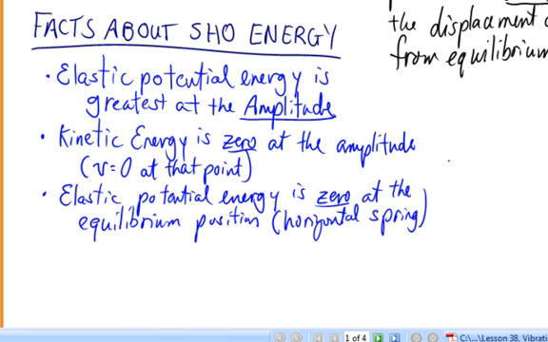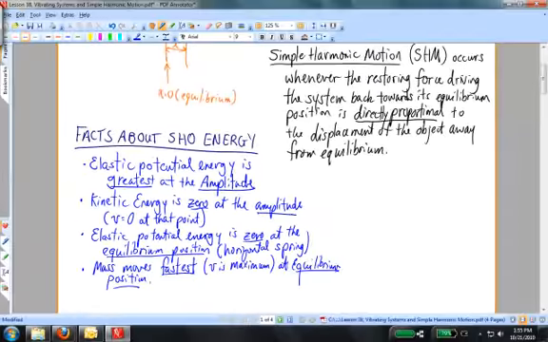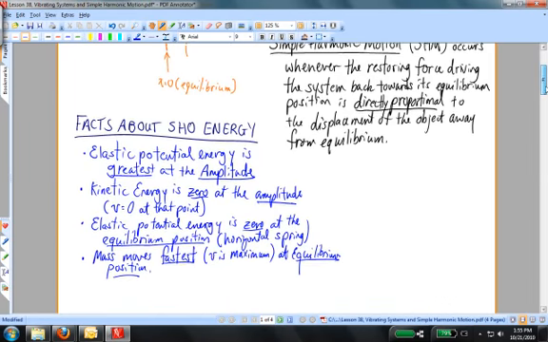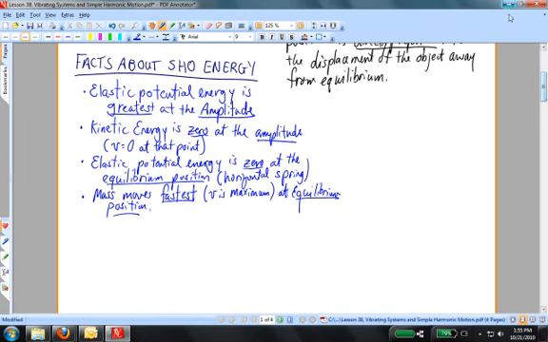On the other hand, when the object passes through the equilibrium position, it's going to be moving the fastest because the object experiences no unbalanced forces at that point. And so what's happening is the object has been accelerated and picks up its most speed as it passes through the equilibrium position. And if the object is moving the fastest at the equilibrium position, then the kinetic energy is going to be a maximum at the equilibrium position.